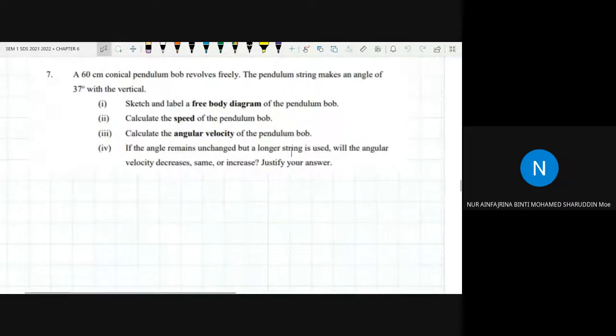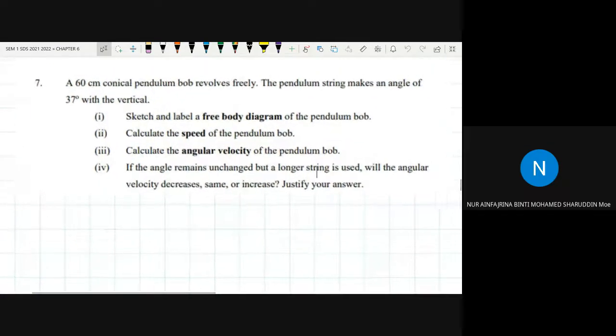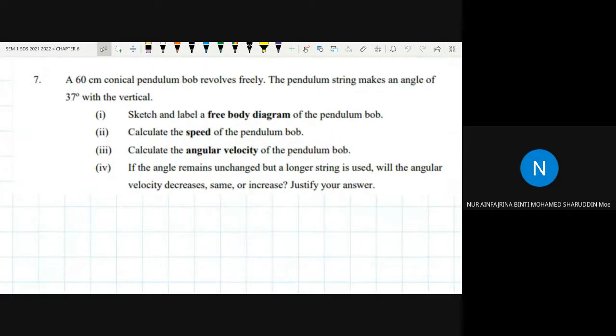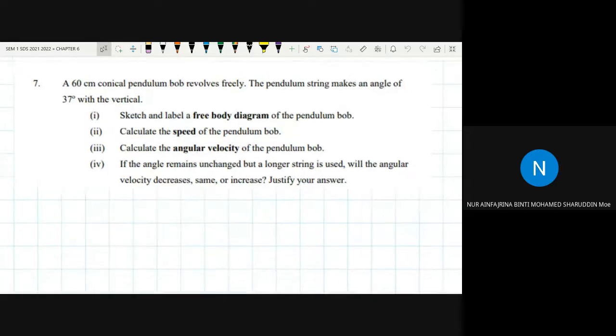Alright. A 60 centimeter conical pendulum bob revolves freely. The pendulum string makes an angle of 37 degrees with the vertical. Okay, now from this statement, from this question, what do you understand? Anyone? Okay, nak Miss panggil nama ke? Tak. Dia ada angle. Okay, dia ada angle.